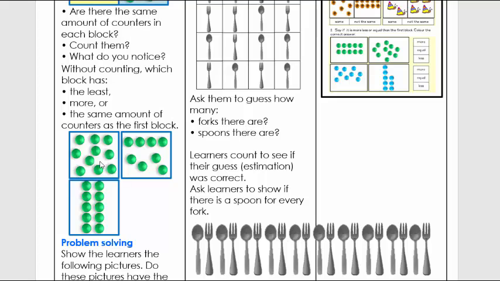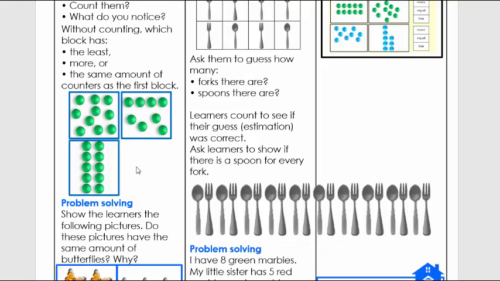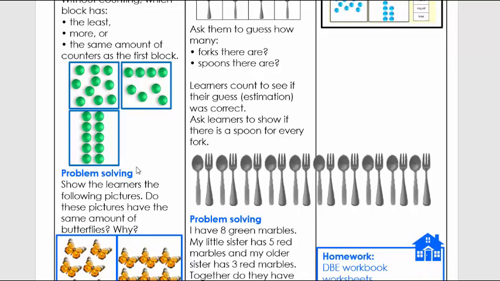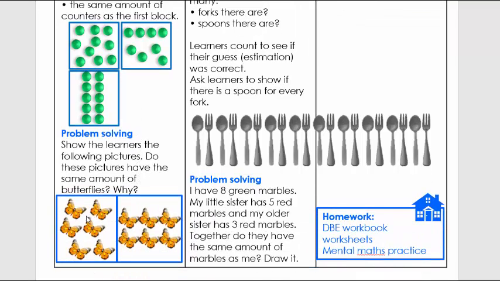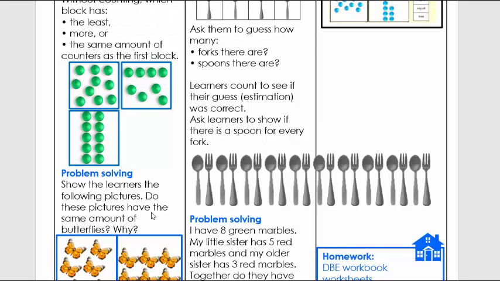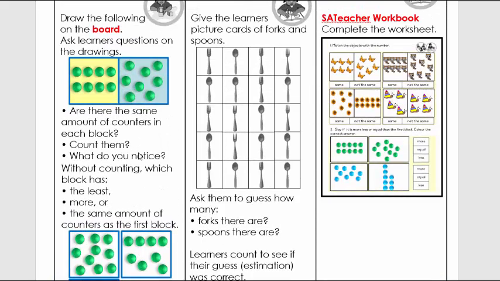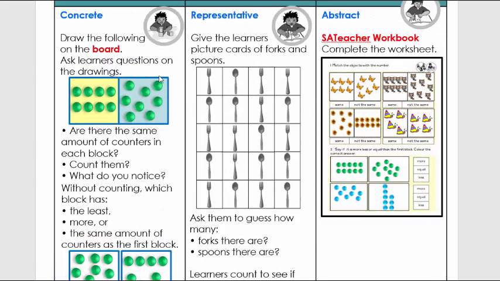What you can also do is give them 3 different options. And here we have not counters, but we have pictures of butterflies. So you have a variety of options or activities that you can use with your child. Please try to keep it on the concrete level.